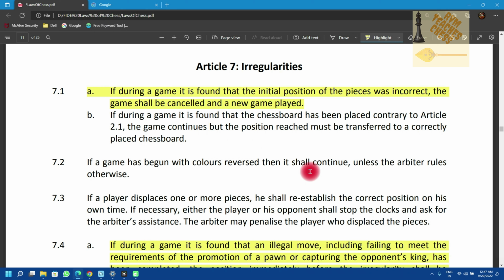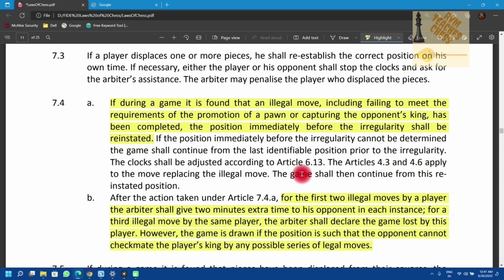If during a game it is found that an illegal move, including failing to meet the requirements of the promotion of a pawn or capturing the opponent's king, has been completed, the position immediately before the irregularity shall be reinstated. Which means, say that you give a check to your opponent and you simply capture. Beginners make such mistakes, capturing the king, thinking it is the right way of doing it. So if you make such illegal moves, the arbiter has the right to revert the position to one move prior to the illegal move, and he might penalize you by giving 2 minutes more to your opponent.